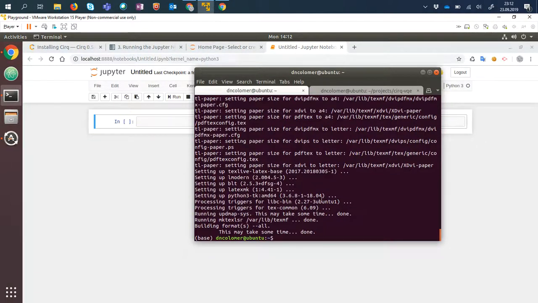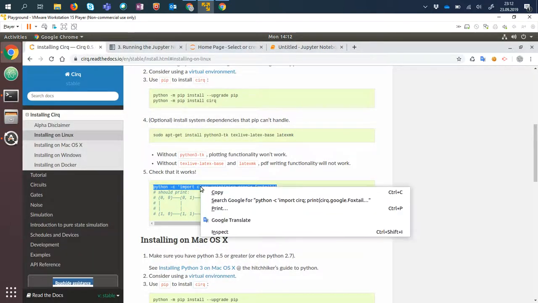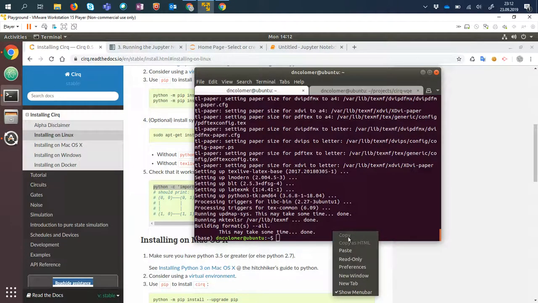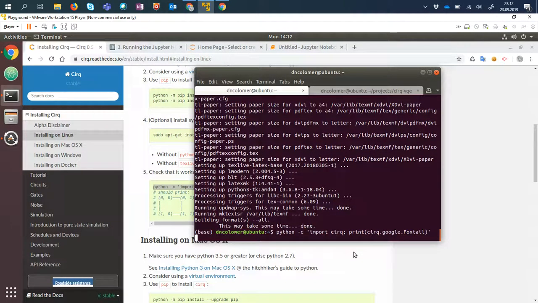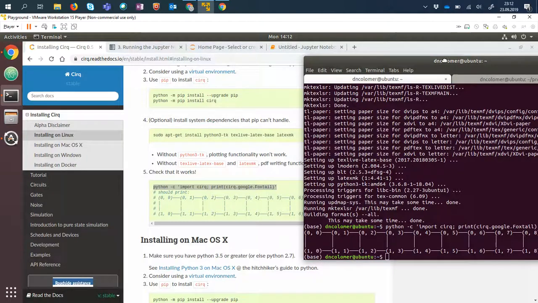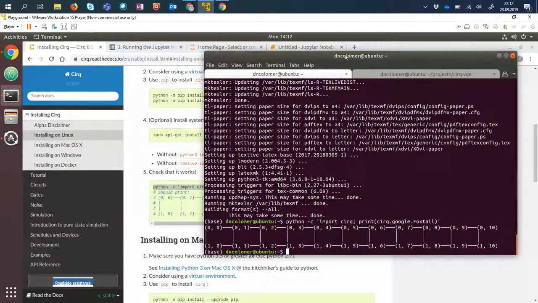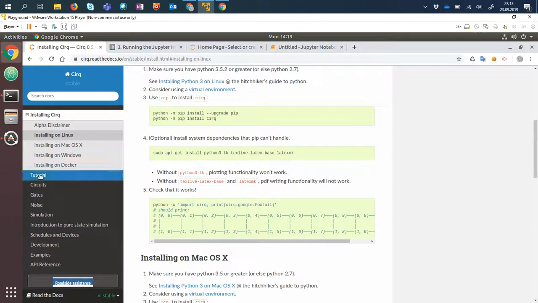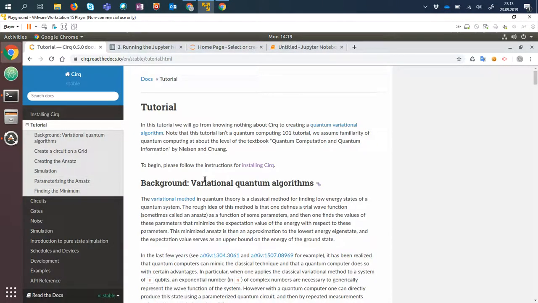Let's see if the other stuff is done. Seems it's done. Now let's check that it's installed by doing this. It's thinking. Yeah, seems like it printed it. Cool. Perfect. So we're done installing it. So let's go back to the tutorial and go through this first a little bit.